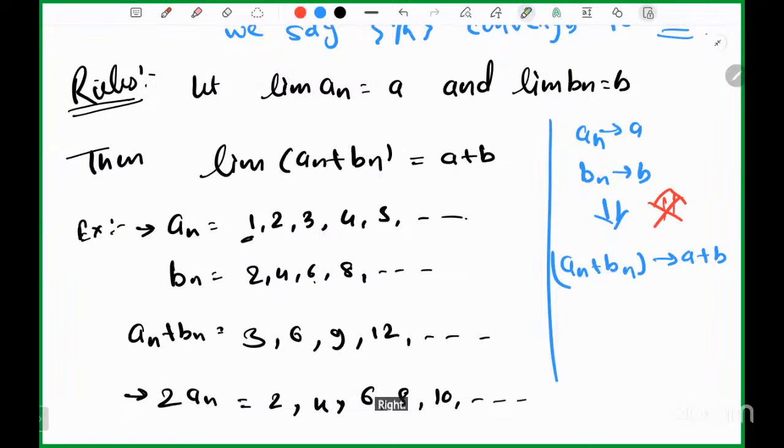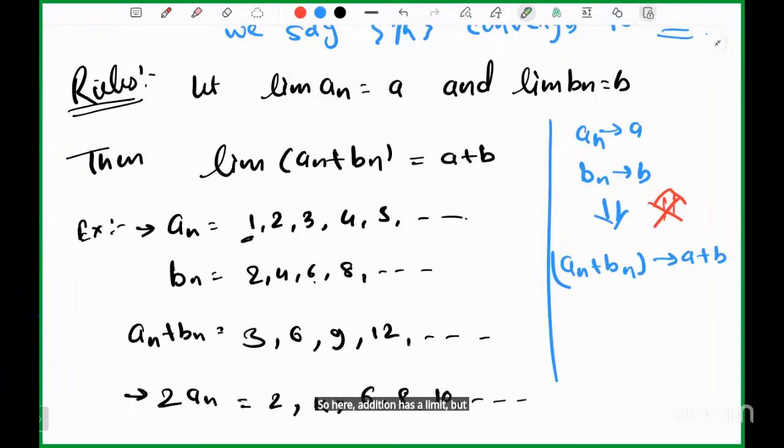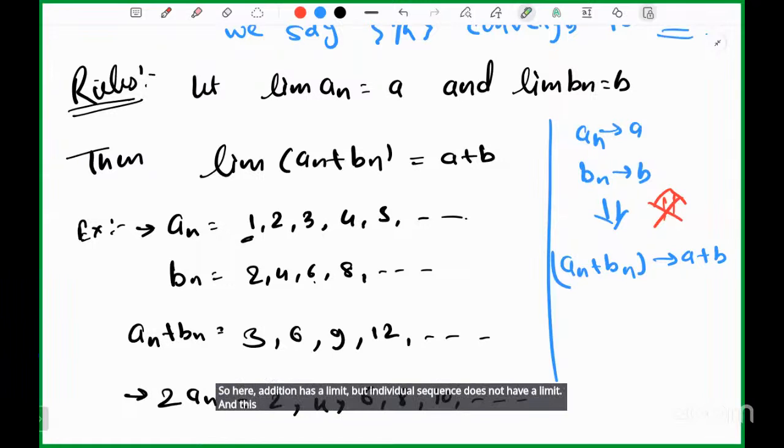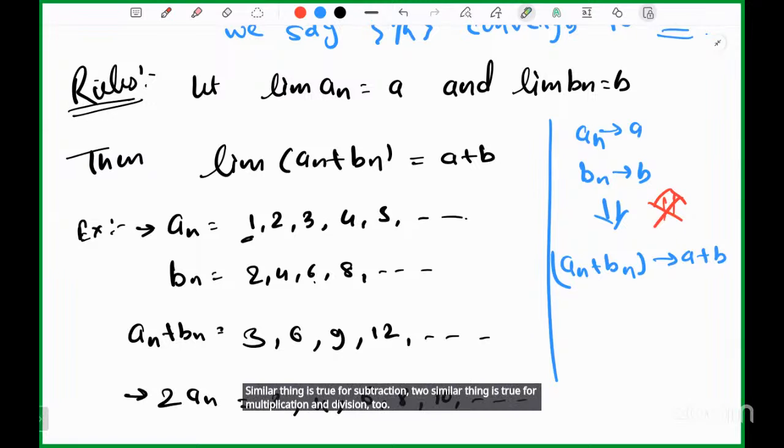These are the two sequences an and bn you can take. If you add them, you will get a constant sequence 0. So here the addition has a limit, but the individual sequences do not have a limit. And this is true for every other rule. Here I'm just explaining for addition. A similar thing is true for subtraction, multiplication, and division too. So it's up to you. You can easily find out what examples you can take.